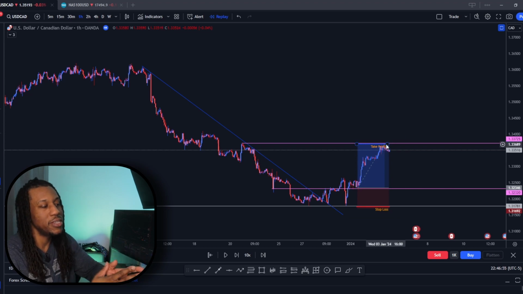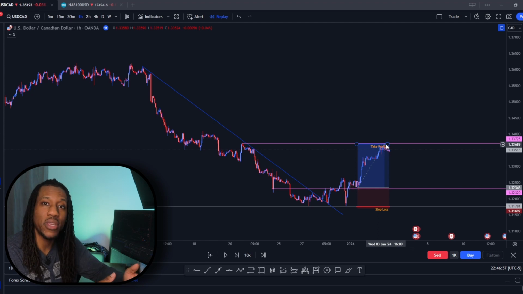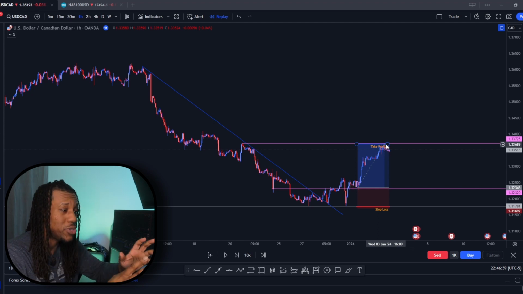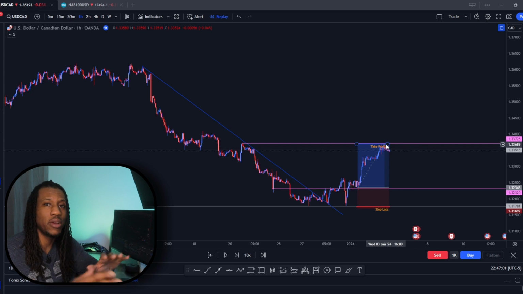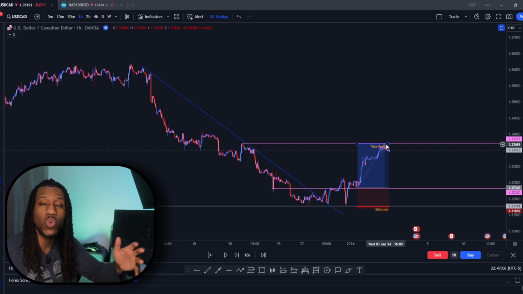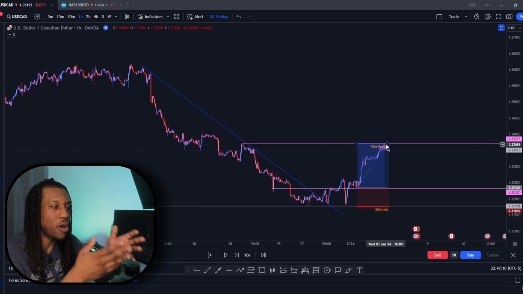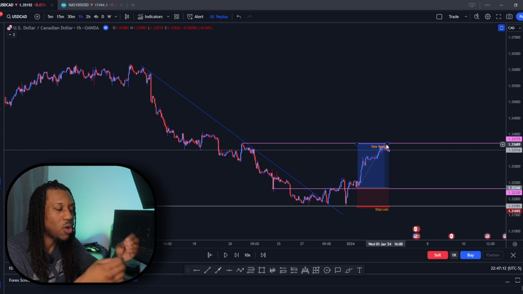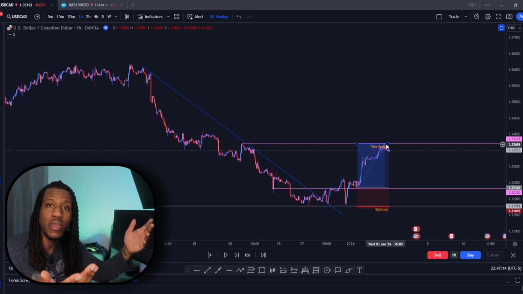So this is an example of set and forget, where you simply just place a trade, set your alerts, and you forget about it. Walk away. Go live your life, right? If you have to go to school, you have to go to work, you have to go to the gym, go do that, because the trade has already been set. So go do your thing.